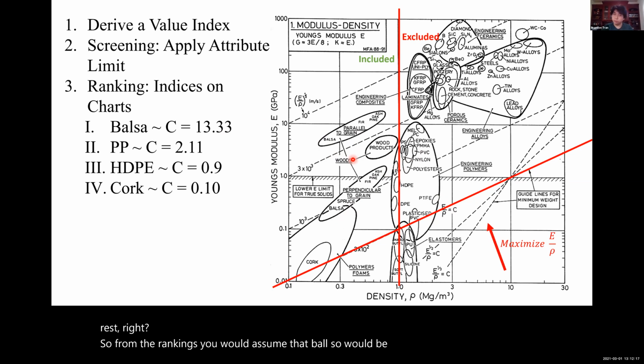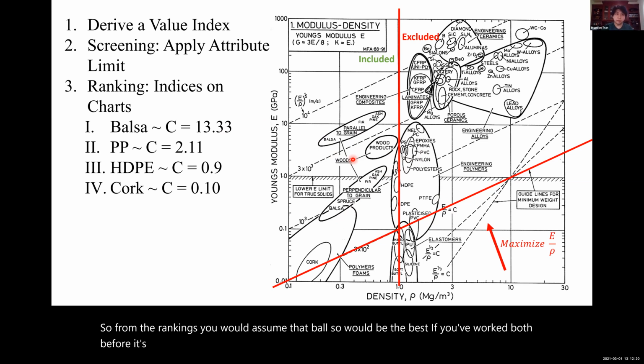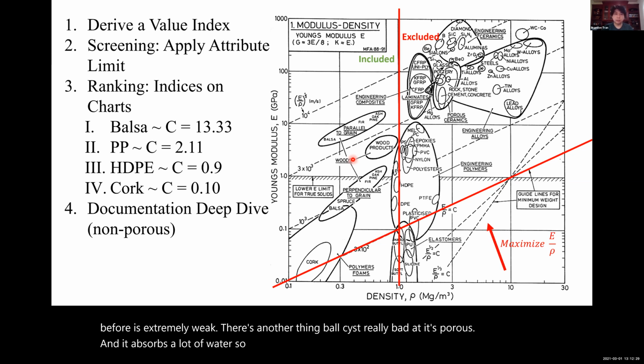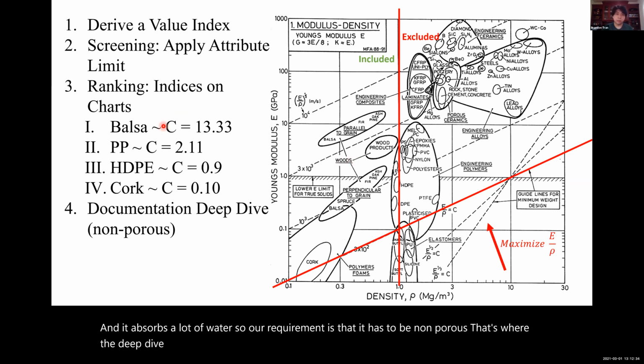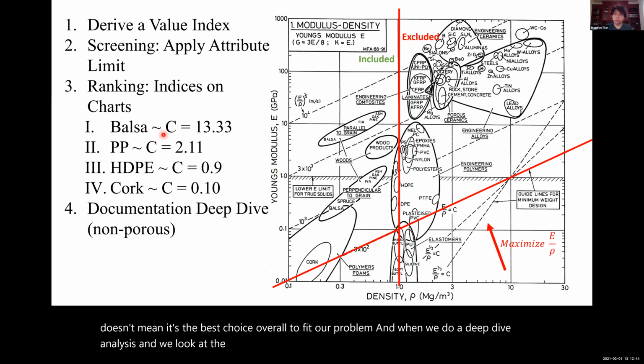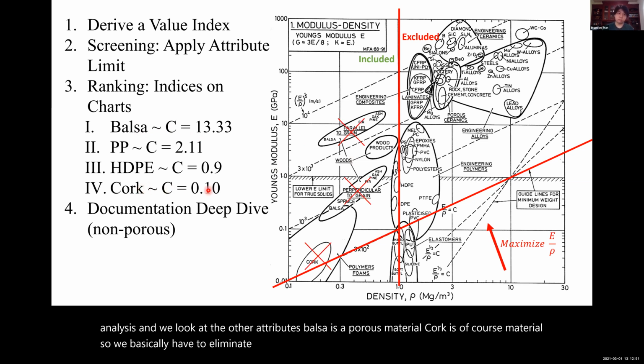Well, if you've worked with balsa before, it's extremely weak. There's another thing balsa's really bad at. It's porous, and it absorbs a lot of water. So our requirement is that it has to be non-porous. That's where the deep dive documentation comes in. Just because balsa is the best choice on our ranking list doesn't mean it's the best choice overall to fit our problem. When we do a deep dive analysis and look at the other attributes, balsa is a porous material, cork is a porous material. So we basically have to eliminate them from our candidate choices.